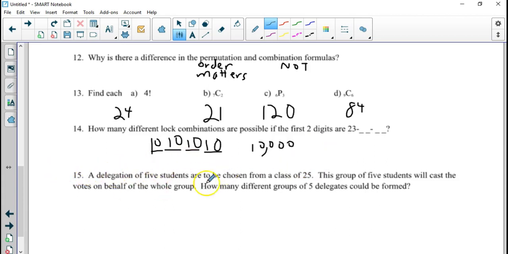And number 15 here, we have 25 students in the class, and we're putting them in groups of 5. Nowhere in here does it say there's any rank or order to these groups, so that means we're doing a combination.